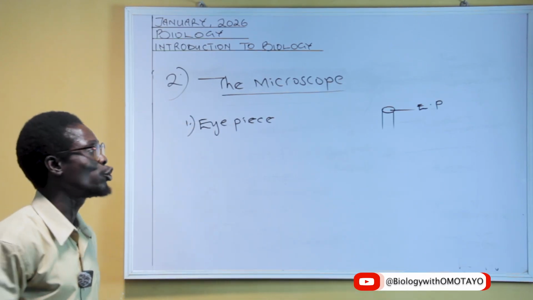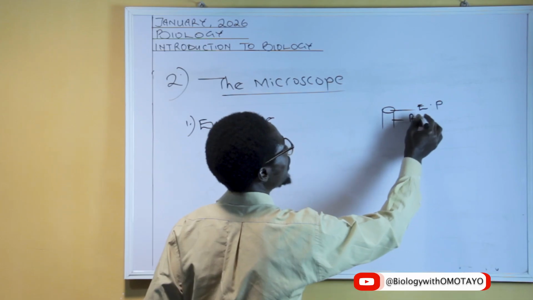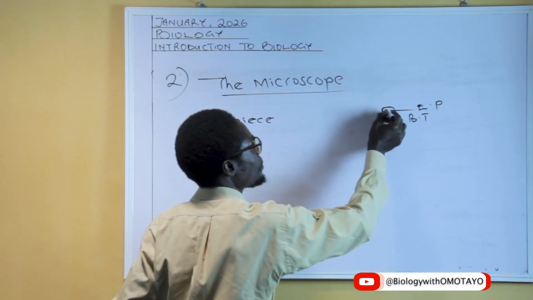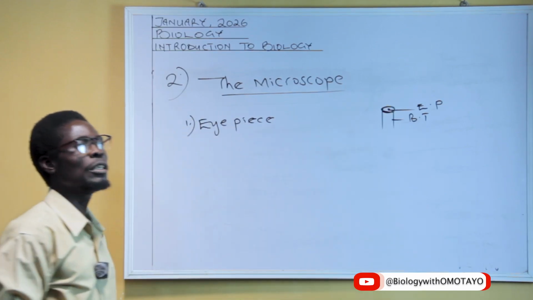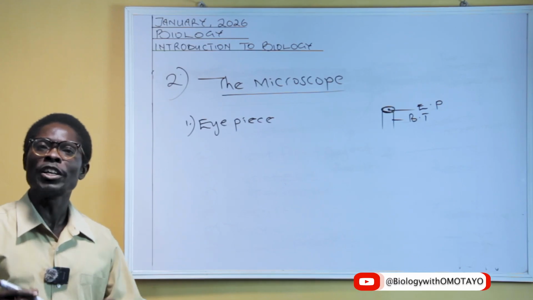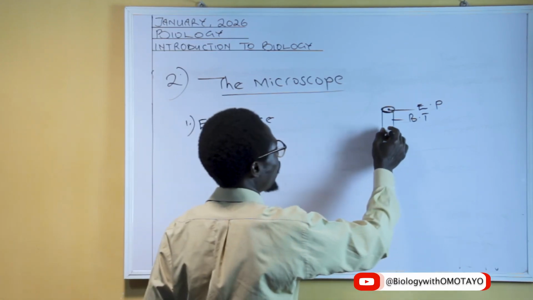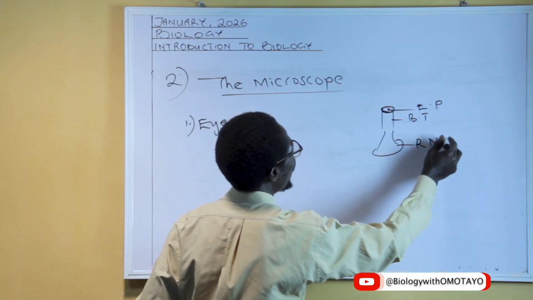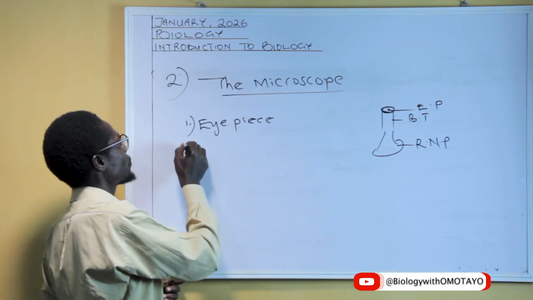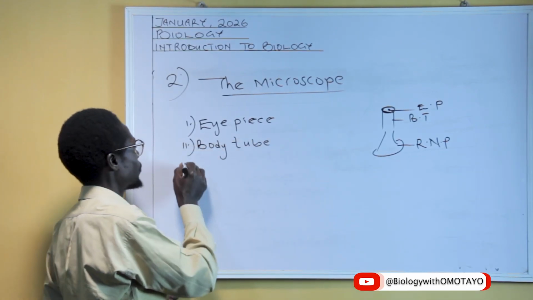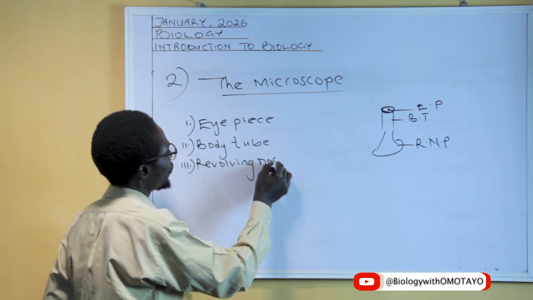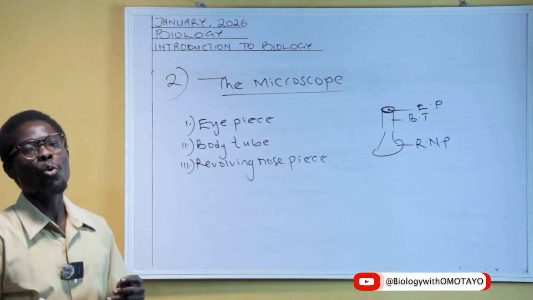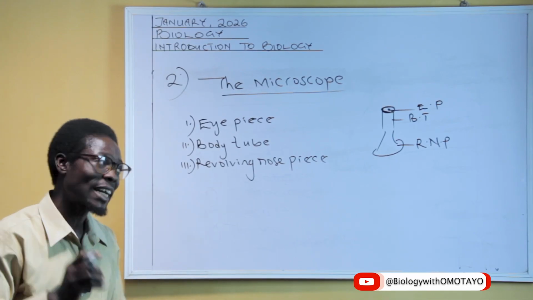The next is the body tube, and this is my body tube. Okay, the body tube provides attachment for the eyepiece. My eyepiece attached to the body tube. Afterward, we have the revolving nose piece. So I come this way, and I have something like this. This is my revolving nose piece. So eyepiece, body tube, revolving nose piece. Now, on this revolving nose piece, we have our objective lens attached to it.